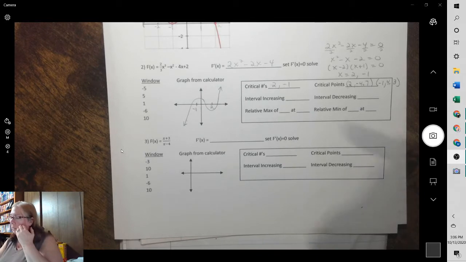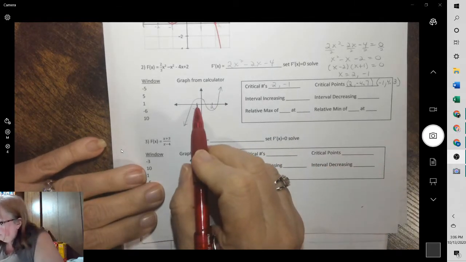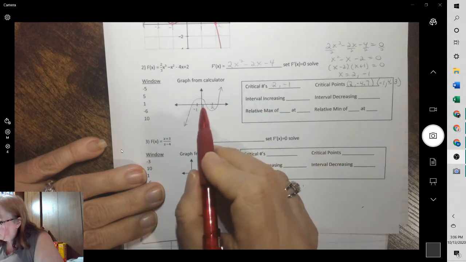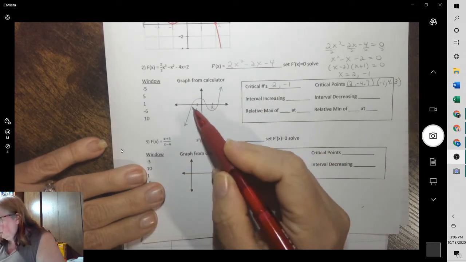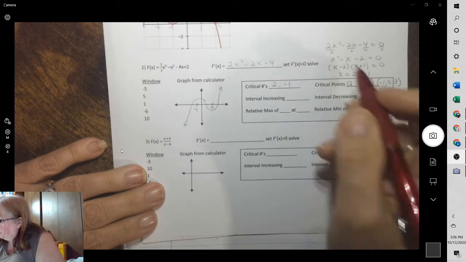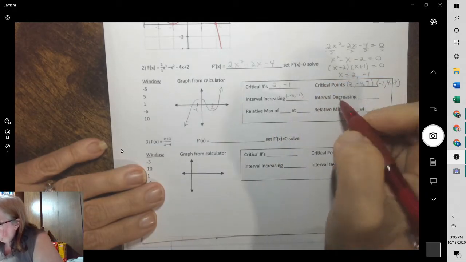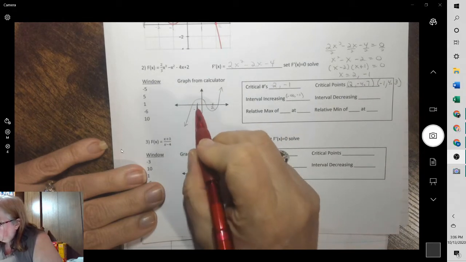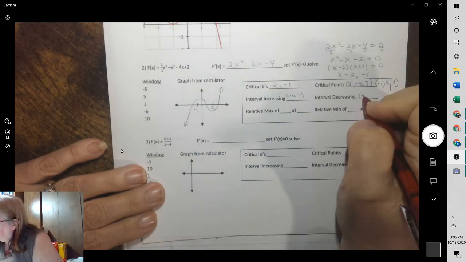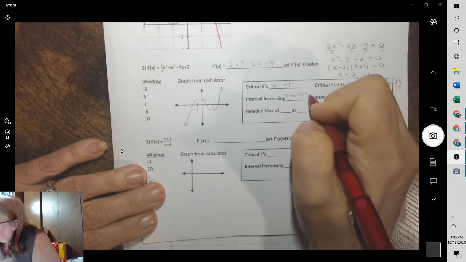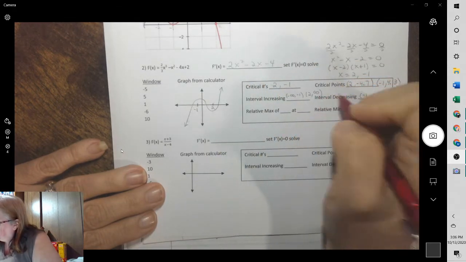And then increasing and decreasing. Well, we have our points where increasing and decreasing change because that's our critical numbers. It is increasing until we hit -1. So from -infinity to -1, it's increasing. And then it decreases from -1 to 2. And then it increases again from 2 to infinity.